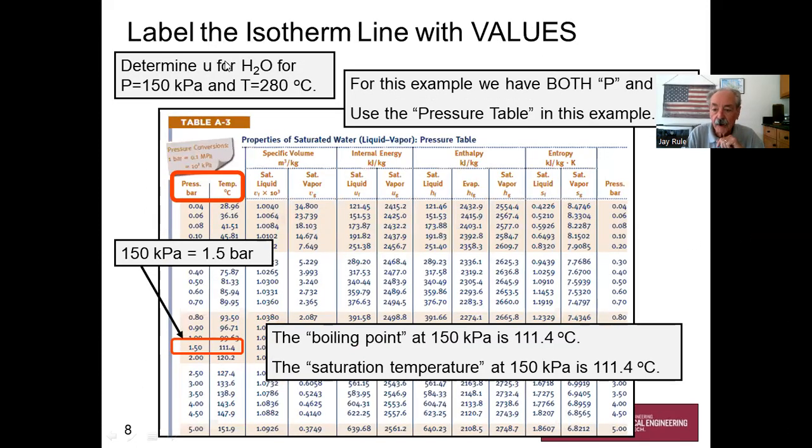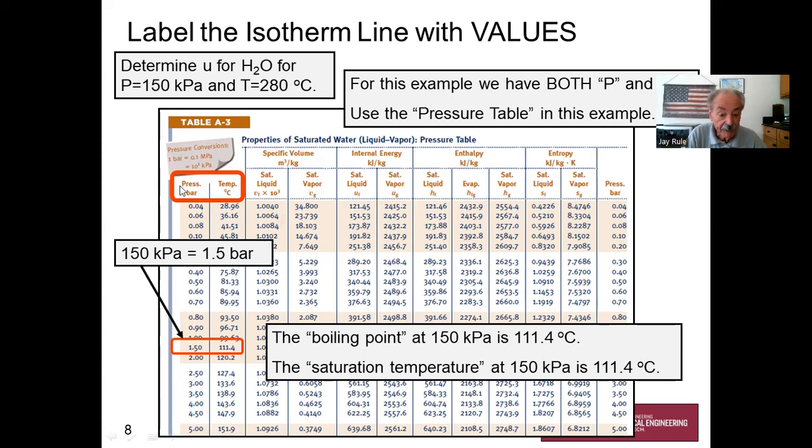The next thing we do for our example problem, we're given pressure and temperature. So most students say, well, which do I use? Do I go to a pressure table or a temperature table? The answer is you can use either one. For this problem, I have personally found it easier to use the pressure table. When you're given one of your properties as pressure, use the pressure table. That's my personal opinion. So here we are, the pressure table for saturated water.